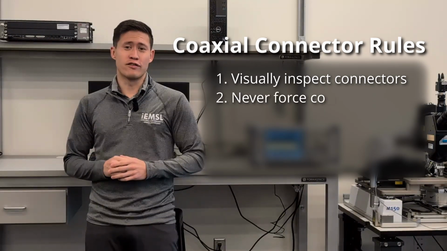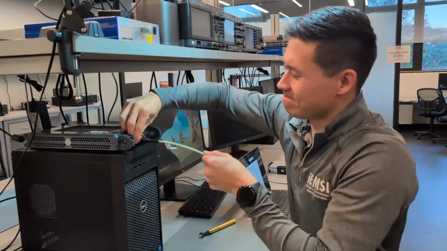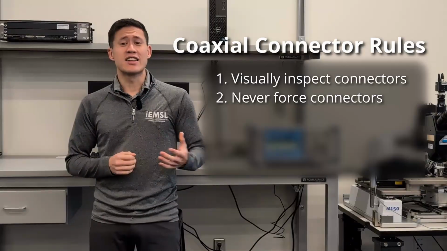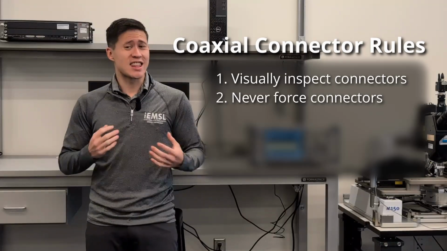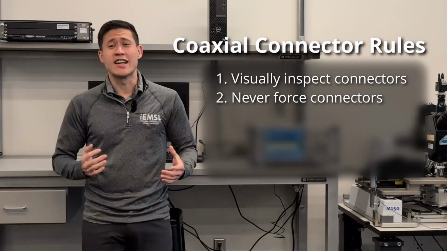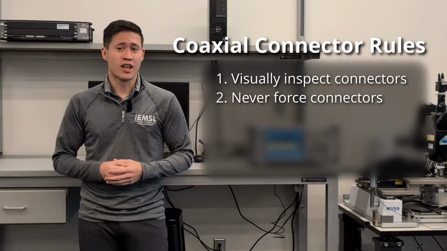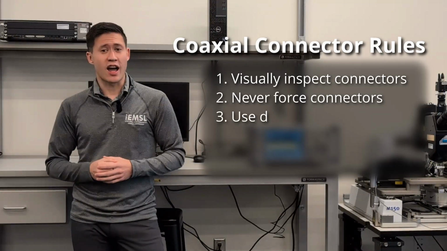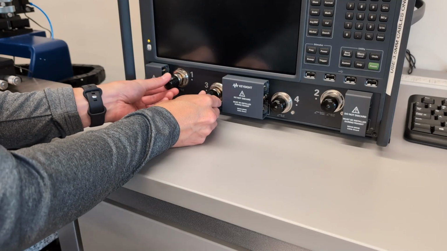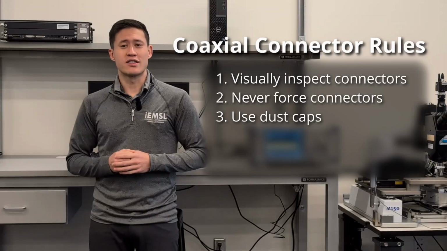Second, never try to force a connection that doesn't seem to be going very easily. Encountering resistance when tightening a connection usually means that you're damaging something. These connectors can be hundreds and sometimes thousands of dollars, so take your time and go slow. If you have any doubts about one of your connections, let us know and we'll be happy to help you. Third, use dust caps to protect the connectors on lab equipment. This is the easiest and best way to keep those connectors in pristine condition, so your measurements are as accurate and reliable as possible.